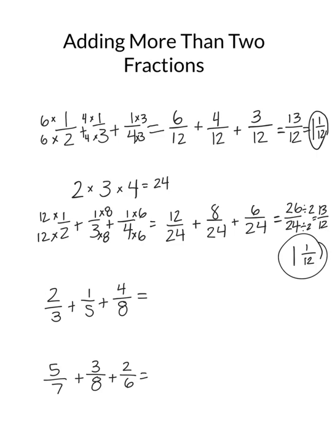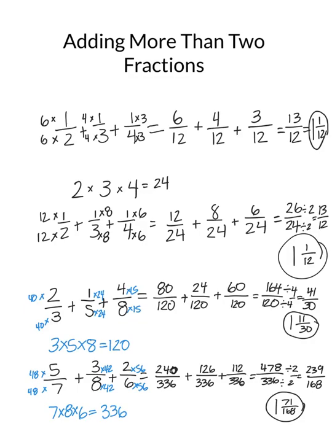Now here are 2 more example problems for you to try. So in a second, pause the video and solve the problems, and when you have your answers, you can play it again to check those answers. So go ahead, pause the video now. In the end, these are the answers that you should have gotten after finding common denominators and simplifying. 1 and 11/30 and 1 and 71/168.